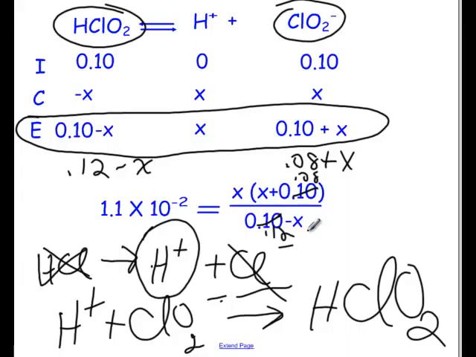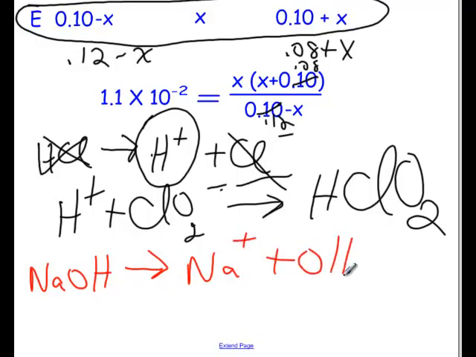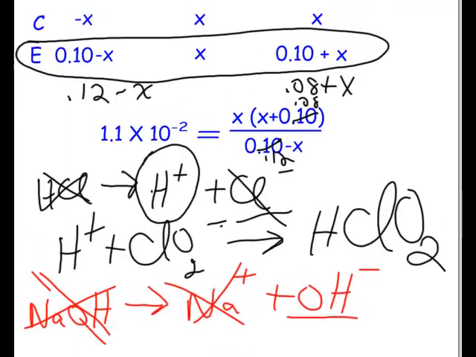Same thing would be true if I added a base. Think about adding NaOH. Now what would NaOH do? Again, it's strong. It would totally dissociate. No more of this left. It's totally dissociated. It's totally broken apart. Na plus, very weak. Doesn't see anything it wants to react with. It's just going to sit there and observe the goings-on. Spectator. But the OH minus, now that's going to react with something.